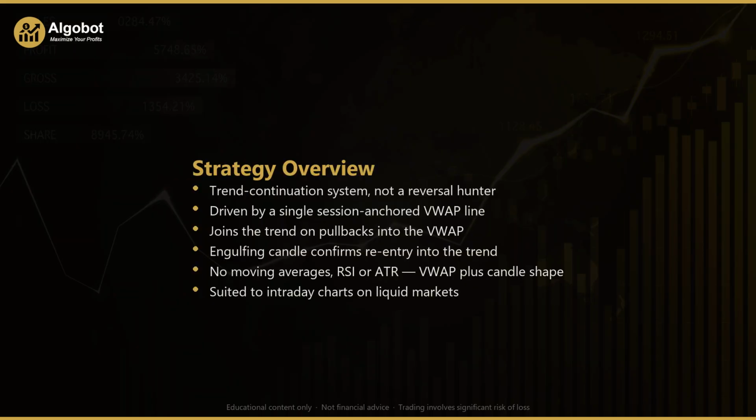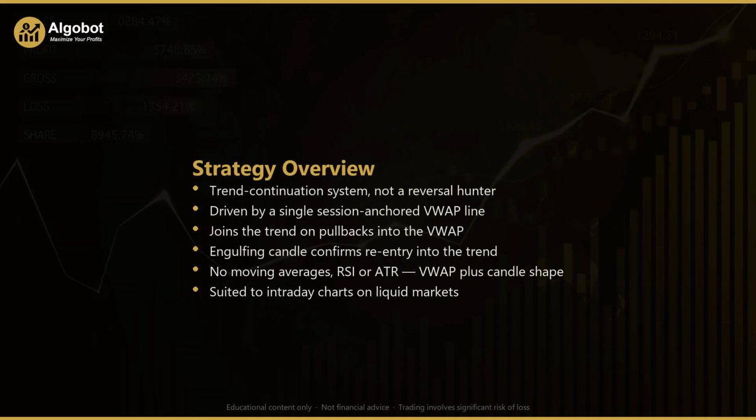So what exactly does this expert advisor do? At its heart, Vwap Pullback Engulfing is a trend continuation strategy. That means it isn't trying to catch tops or bottoms, and it isn't guessing where a reversal might happen. Instead, it waits for an existing intraday trend and then looks to join that trend on a pullback. The single tool it relies on is the session-anchored volume-weighted average price, which most traders simply call the VWAP. The VWAP is recalculated fresh at the start of each trading day, and it represents the average price weighted by traded volume since the session opened. Many institutions measure their fills against this line, which is part of why price so often reacts to it.